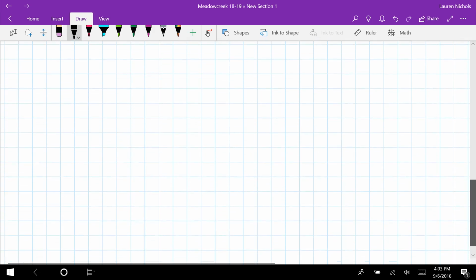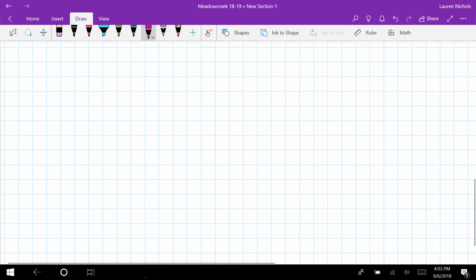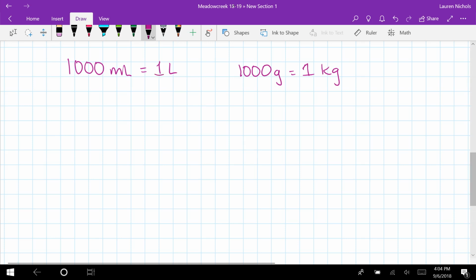One thing I also want to mention, a little bit of a sidebar, is don't forget about your conversions and being able to convert. That was on your last quiz. Some key conversions are that 1,000 milliliters is equal to 1 liter, and 1,000 grams is equal to 1 kilogram. This is important because when we're doing density calculations, our units need to be in grams and milliliters for our mass and volume respectively.